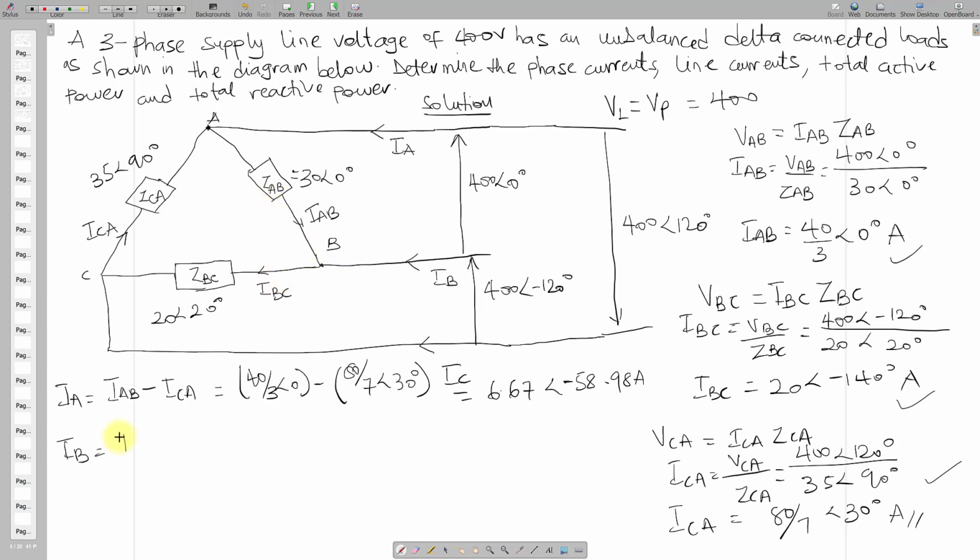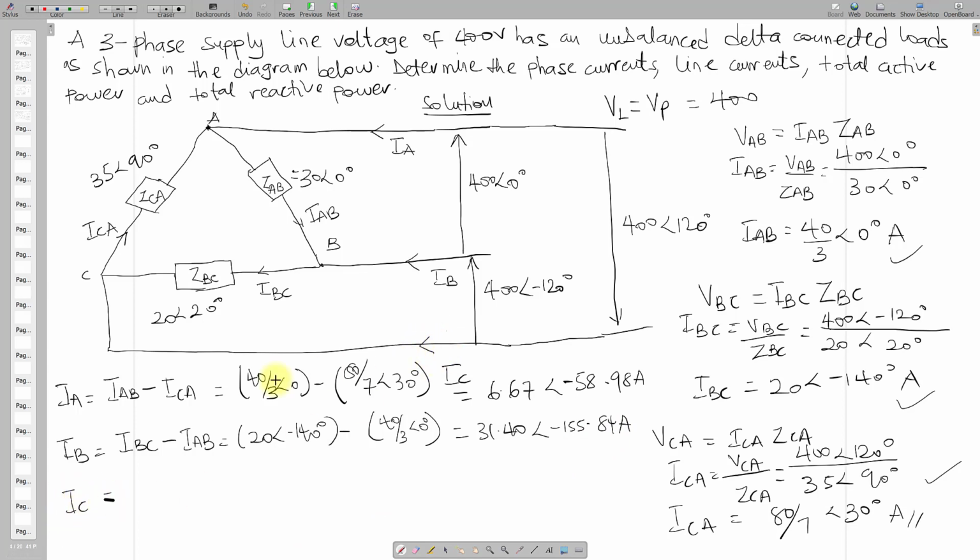So we can say that from KCL, IB should be equal to IBC minus IAB. But then we know IBC over here to be 20 angle minus 140 degrees, minus IAB to be 40/3 angle 0 degrees. So you have IB to be 31.40 angle minus 155.84 ampere.